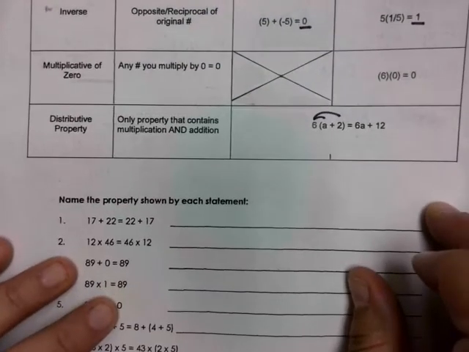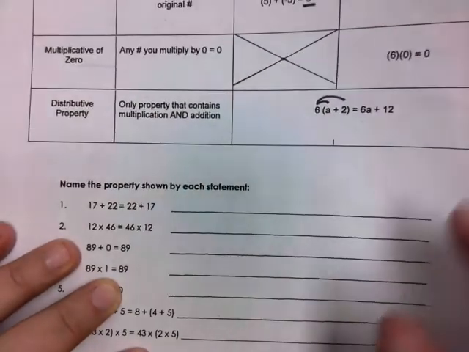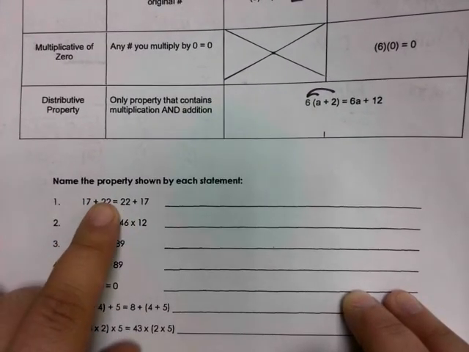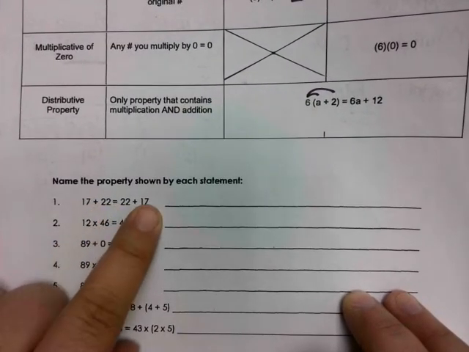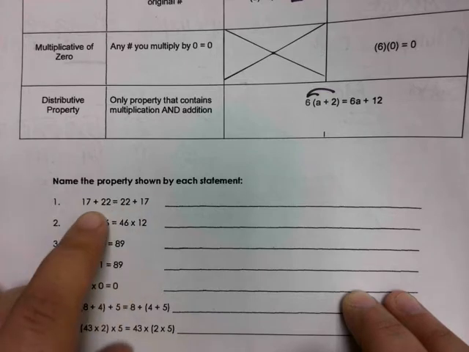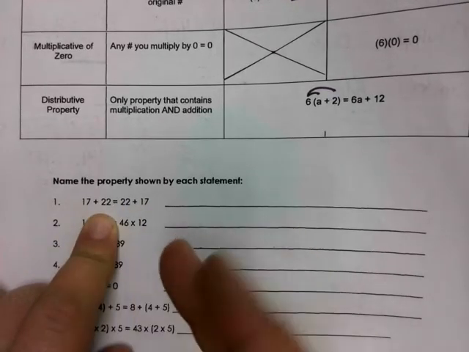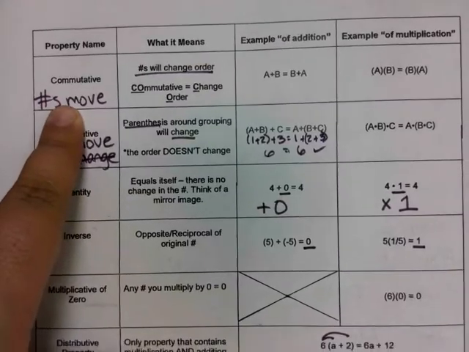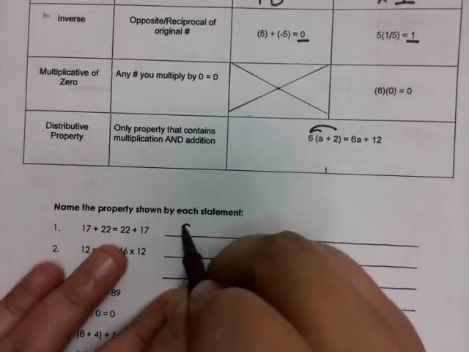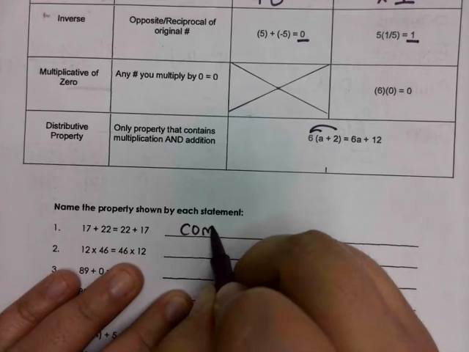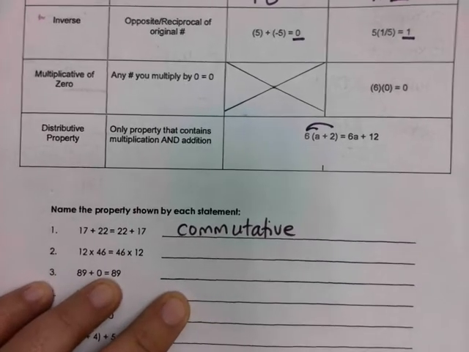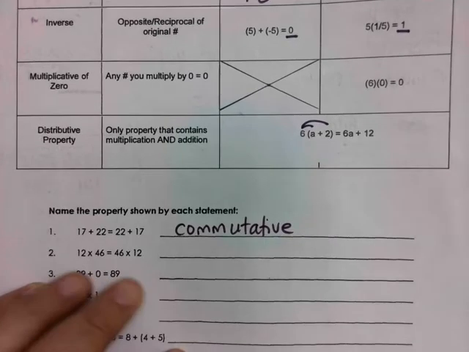All right, down here we are going to name the properties shown by each statement. On number 1, we've got 17 plus 22 is equal to 22 plus 17. Notice the only thing that changed was the numbers changed order. The numbers flip-flopped. So when the numbers move, that is commutative property.